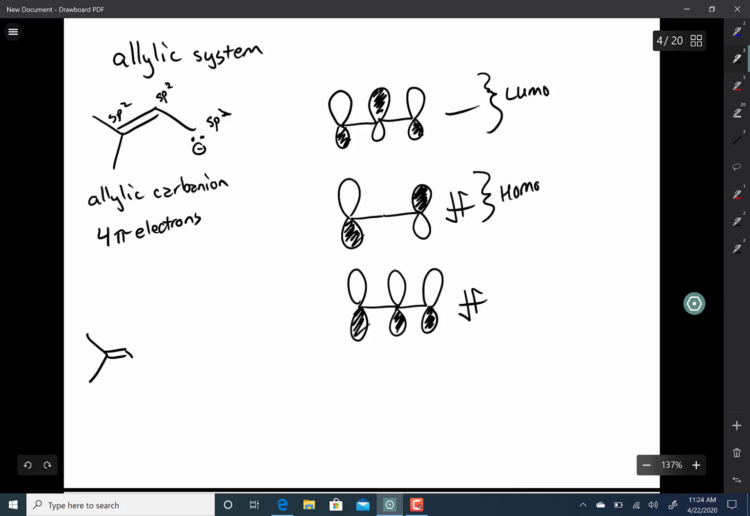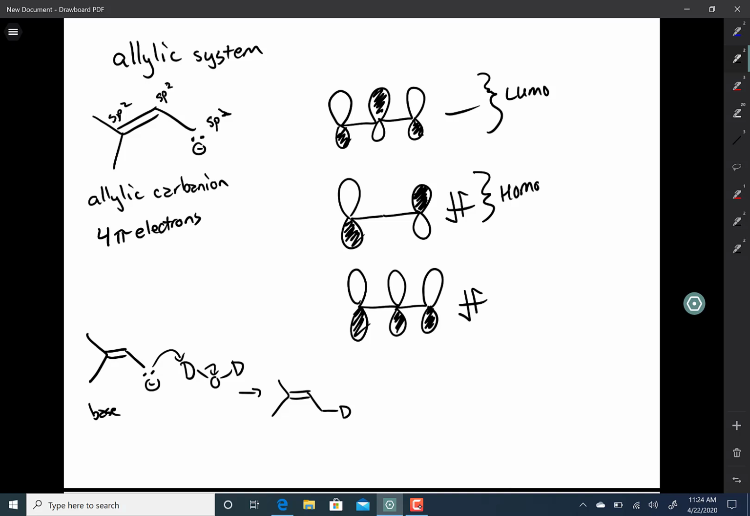This molecule can react as a base, take a proton off, or in this case a deuterium, like so. The other product that you get on this is this one right here.